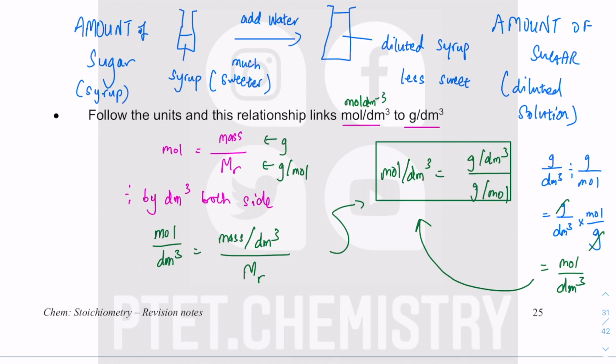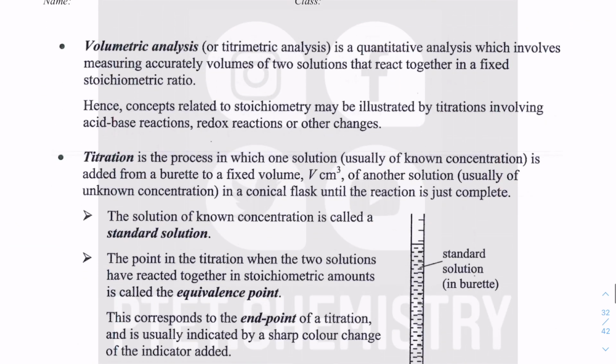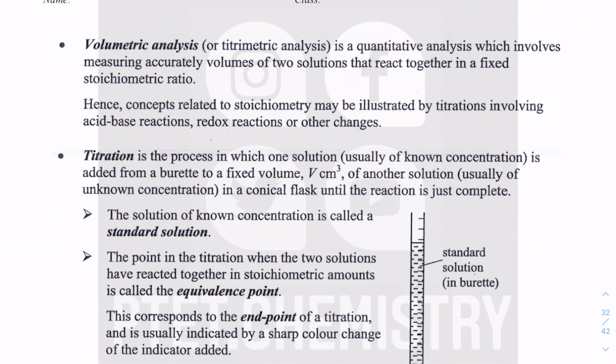All right. So moving on to the next bit. This is volumetric analysis. As mentioned in the second bit of the syllabus, the learning objective is to do with this idea of volumetric analysis. This is called titrametric analysis, or you can simply call it titration. The technique is called titration, but the idea is to do with the volume of solution, and we are analyzing based on the volume and the concentration of solution.